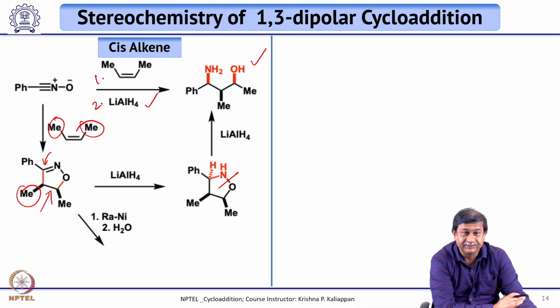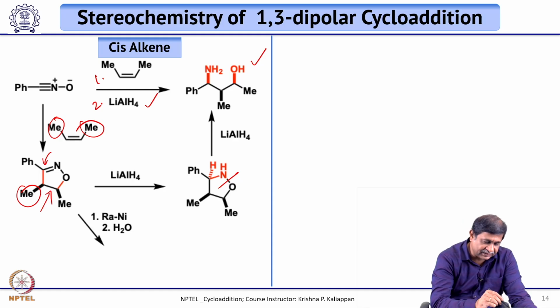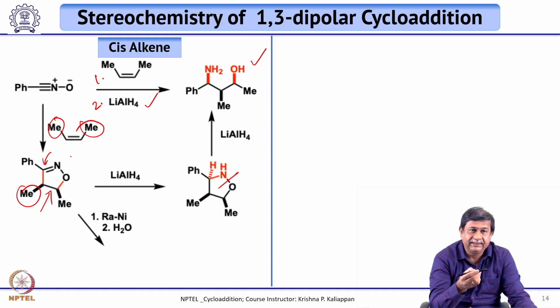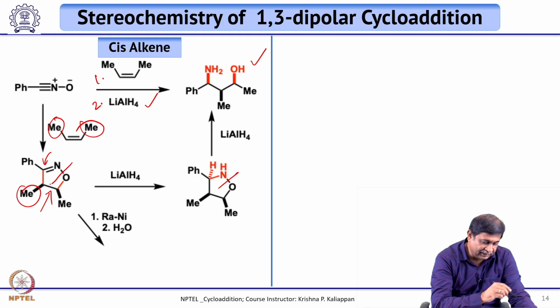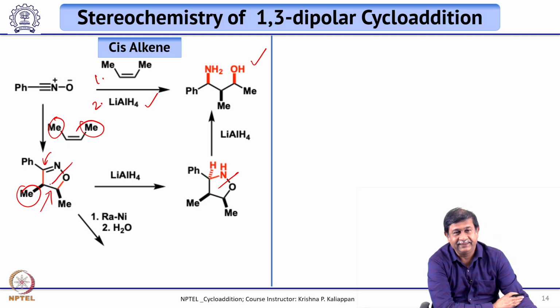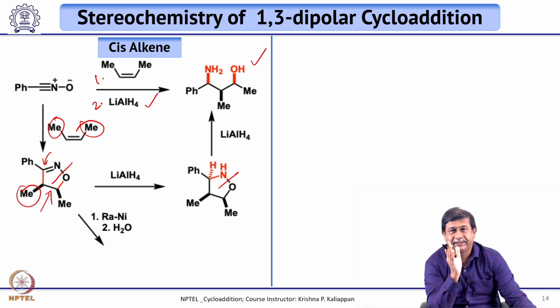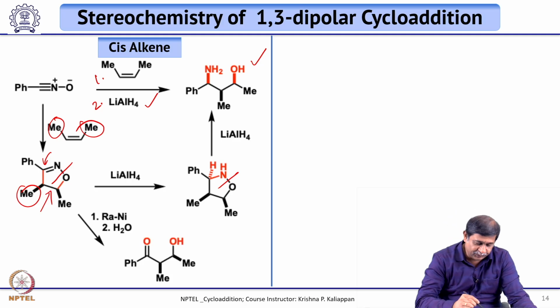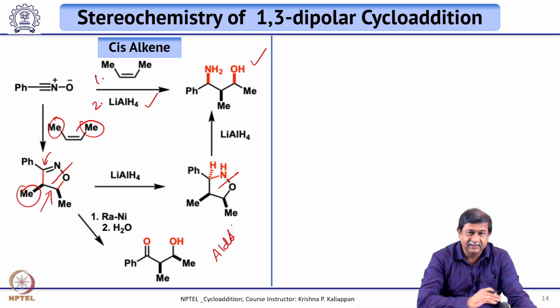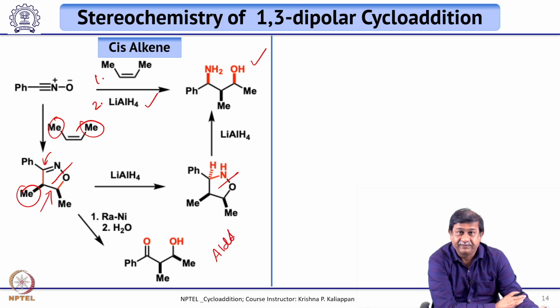One can also simply reduce this. When you take this compound and reduce with Raney nickel, the Raney nickel is known to cleave the NO bond. That means it will form the corresponding imine, and then the imine will get hydrolyzed, and once hydrolyzed, you get an aldol product. Okay, this is an aldol. So from nitrile oxide, in 2 steps one can get the aldol product.